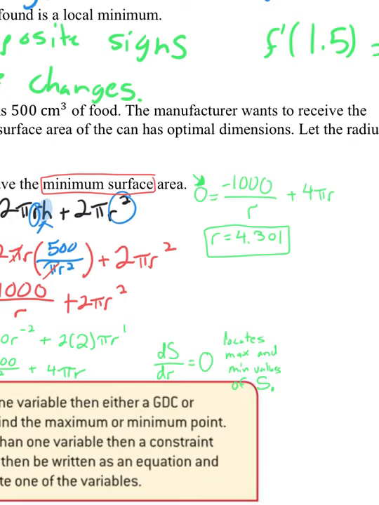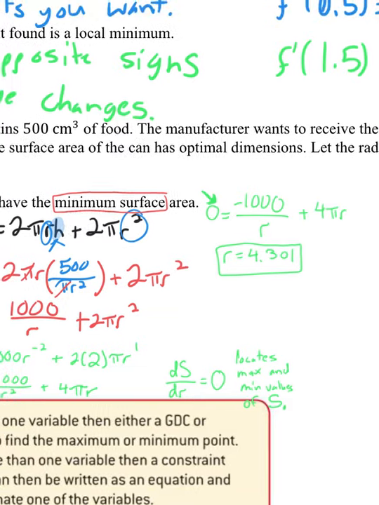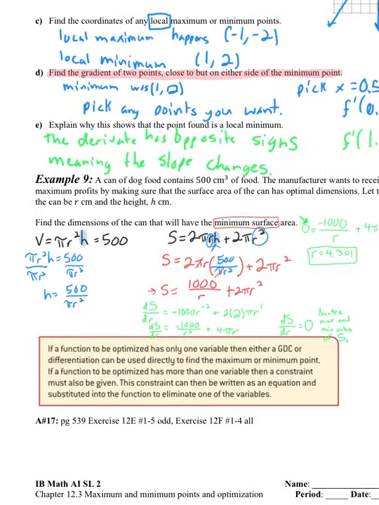Oops, sorry, I'm on the wrong screen, aren't I? But let's go back to the iPad. So what I was saying was you have this right here. You have to be able to write that equation, 0 equals negative 1,000 over r plus 4 pi r. And then you can just go ahead and find your answer and say, okay, that's it right there. That's the radius I need. Okay, and it did ask us to find the radius.